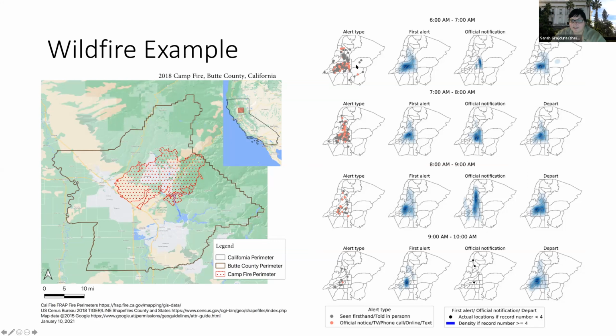So this is basically the type of alert that people received, and when they were first alerted to the fire, and then if they received an official notification, what time they ended up leaving. This is just a visualization of the people in my data set. And I wanted to incorporate this empirical data into an agent-based model of evacuation. That's when NetLogo came in, and I was able to incorporate it.